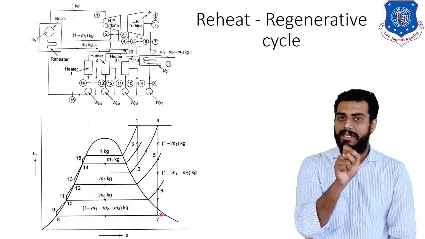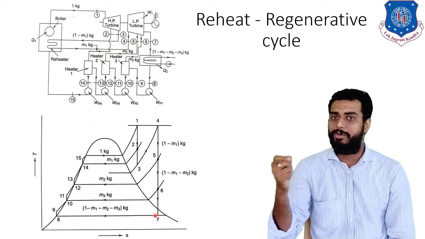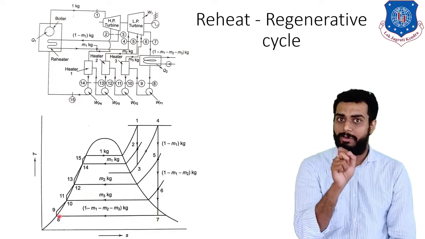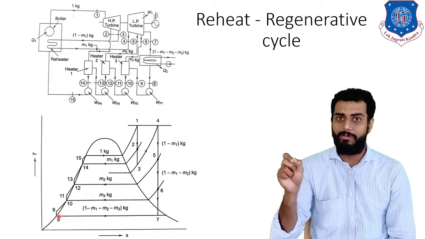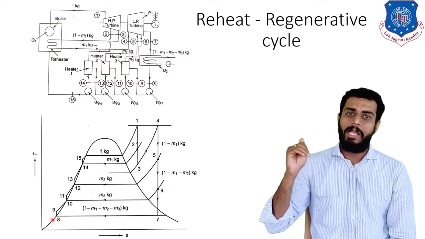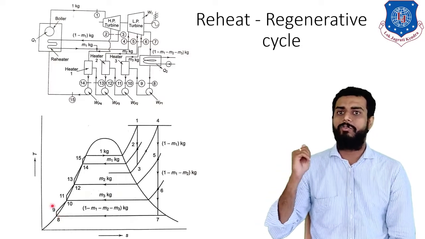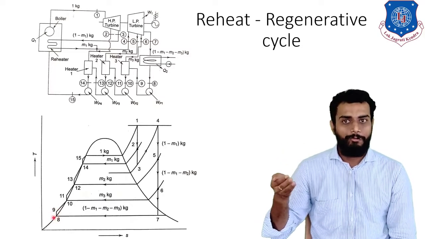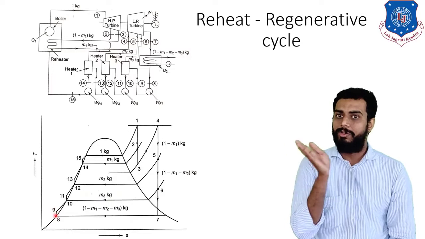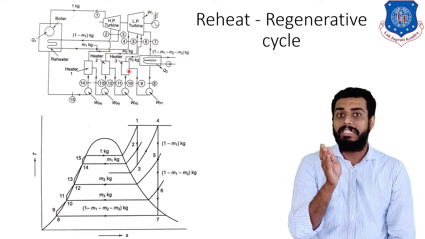So now what will happen? The condenser function is to convert the steam into water. So from 7 to 8 you can appreciate that 1 minus m1 minus m2 minus m3 kg of wet steam is converted into water. Now from 8 to 9 you will have the pump number 1, right? And from 9 to 10, what will happen? You will have the heater number 3.